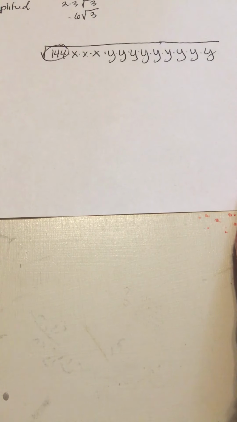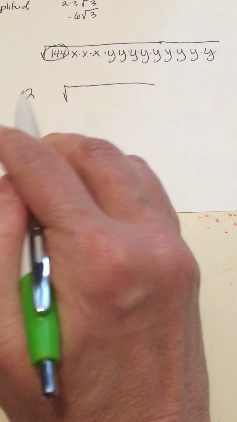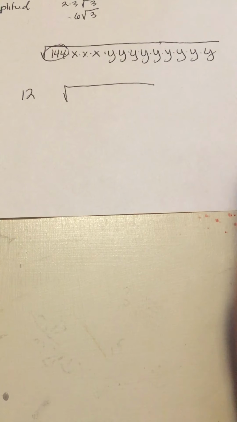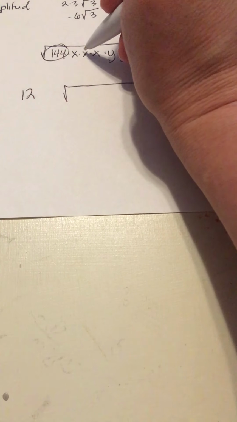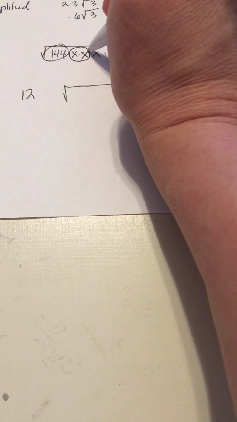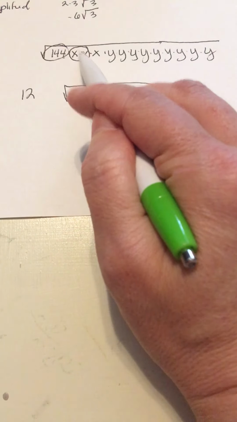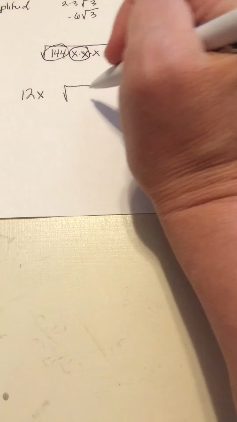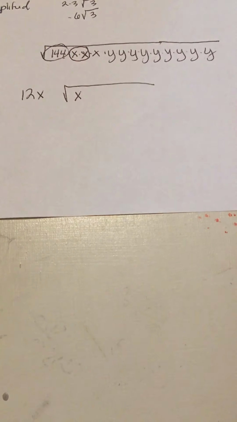So again, I can look at 144. I can take the square root of that. That's a 12. Bring it on the outside. Then I look at my x's. How many pairs of x's can I make? Well, there's 3. I can only make a pair of 2. So I can take that pair. That becomes 1 x on the outside, and then I'm done with it. But I'm still left with this x. I don't have anything to match that up with.